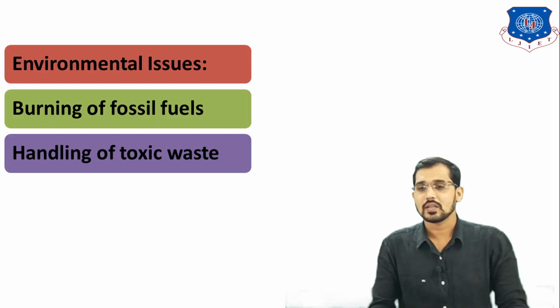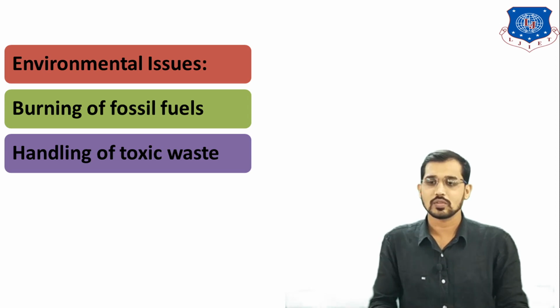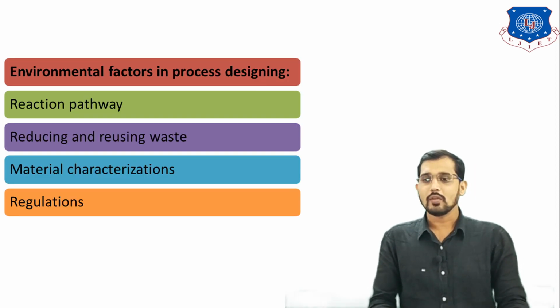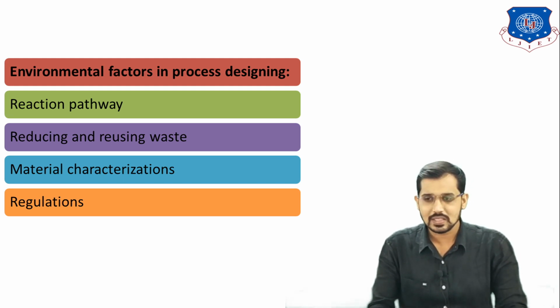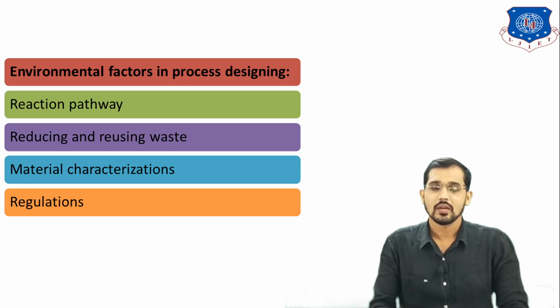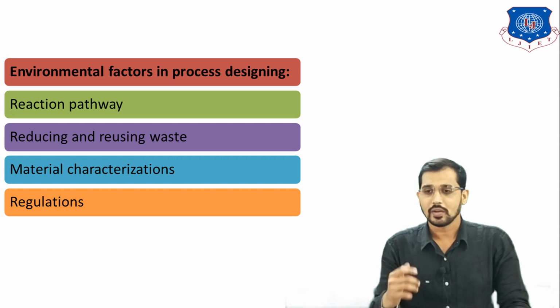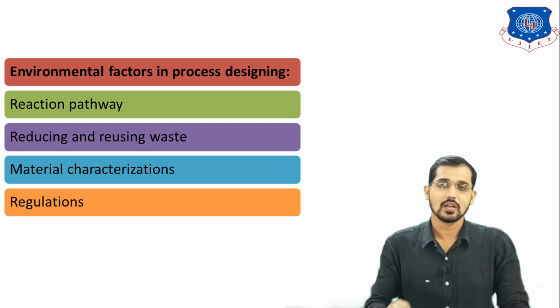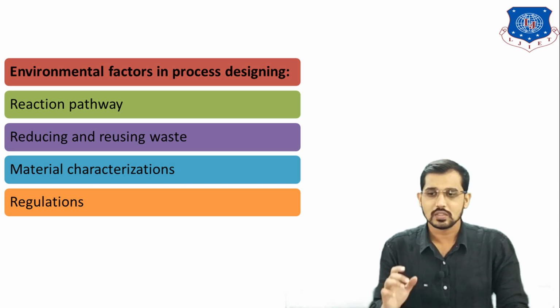Now we will see the next topic, that is environmental issues, burning of fossil fuels and handling of toxic waste. So, environmental factors in product process design. These are the 4 important parameters: reaction pathway, reducing and reusing waste, material characterizations and regulations. Reaction pathway means whether the reaction is forward or backward, or whether it is steady state or unsteady state. The second one is reducing and reusing waste. This is a very important parameter for the environmental factors.